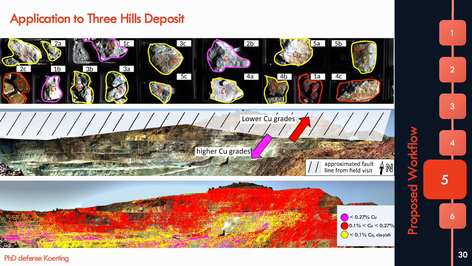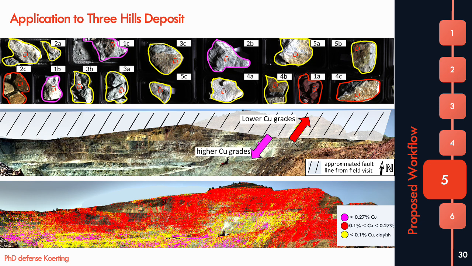And I had a very limited sampling set here of 15 different samples, and I broadly categorized them based on the geochemical analysis into samples with a higher copper content in pink, samples with a medium copper content in red, and samples with a very low copper content and clayish appearance in yellow.